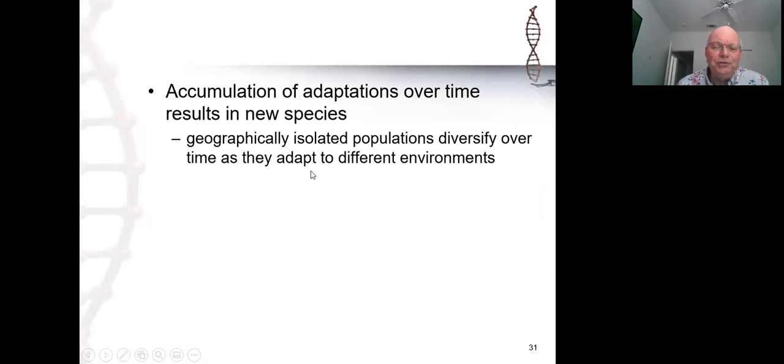So what we also notice is that if a population of a particular organism gets split into two for some reason, a river divides them, or a mountain range appears due to geological activity or something like that, those two isolated populations will now accumulate their own unique adaptations as a response to the environments that they find themselves in. And over time, they will become new species. They become reproductively isolated. So new species develop.